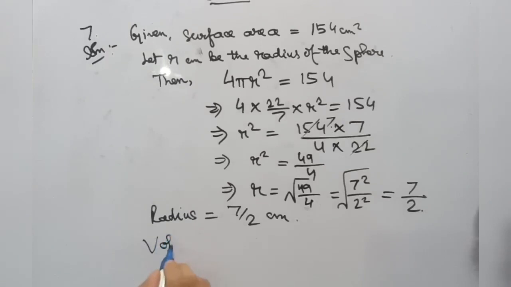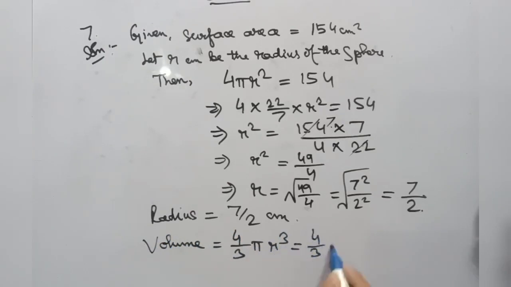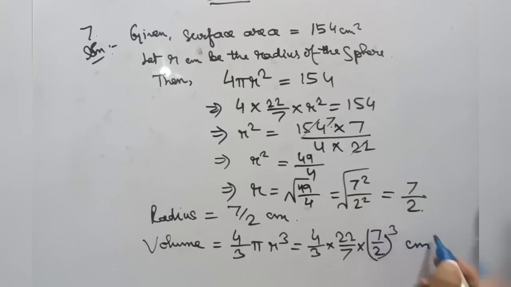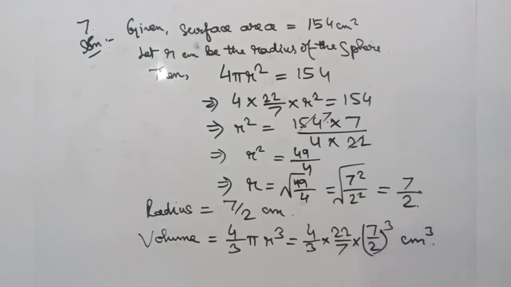Now let us find the volume of the sphere. The volume is given by the formula 4/3 pi r cube. So 4/3 into 22/7 into 7/2 cube. This will be centimeter cube. After simplification, we will get 179 whole number 2/3 centimeter cube. So the required volume of the sphere is 179 whole number 2/3 centimeter cube.